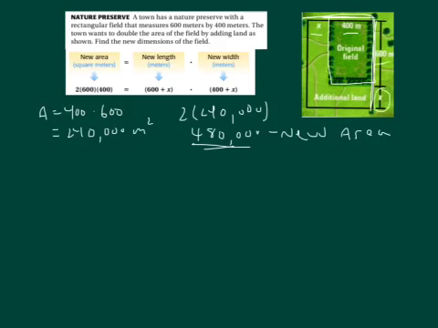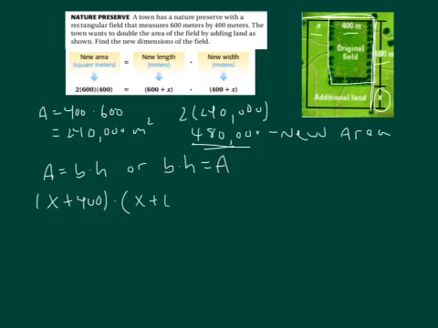So I'm going to say that area is equal to base times height. Or you could write it as base times height equals area. It doesn't matter, however you're comfortable. And I'm going to say that our new base is x plus 400, or 400 plus x, times x plus 600, right? That's our base times height equals area, keeping in mind that the new area is going to be 480,000.